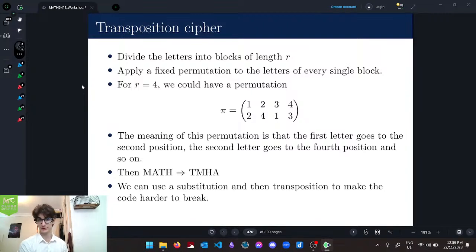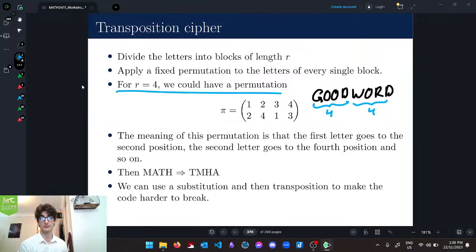A transposition cipher means for us to divide the letters into blocks of length r. So say if we had the words, what, good word. And we picked an R length of 4. So that is a length of 4. That is a length of 4. What we do is we apply a fixed permutation to the letters on every single block. So for R equals 4, we can have this permutation.